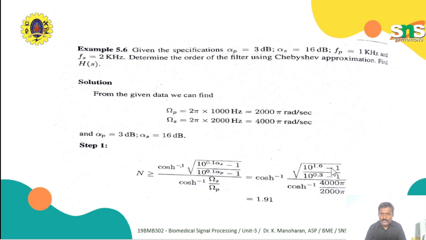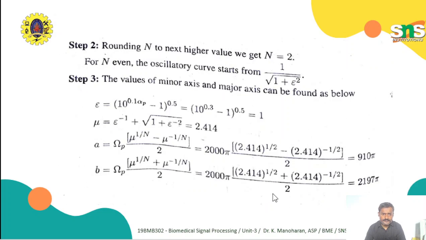So 10 power 1.6 minus 1, divided by 10 power 0.3 minus 1, since 0.1 into alpha p, which is 3, is 0.3. Whole divided by cosh inverse of omega s by omega p. So omega s is 4000 pi and omega p is 2000 pi, so 4000 pi divided by 2000 pi. Simplifying, we get n greater than or equal to 1.9. Now we need to round it up to the next higher integer. So n equal to 2.